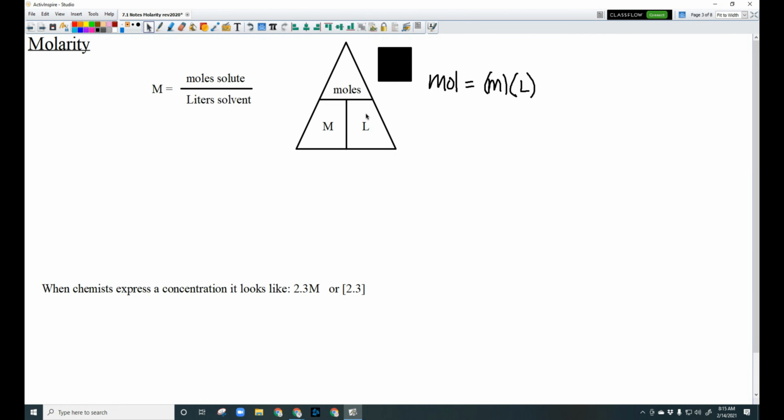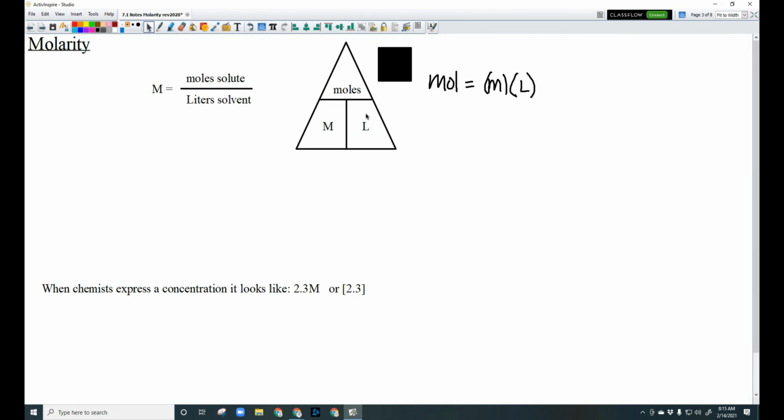Okay. Now, when chemists express a concentration, it looks like this. So for a solution, when we're writing the concentration, it's 2.3 and then a capital M after that. Or an alternative way to do that is to put it in square brackets. And when you put a number in square brackets, it's understood that that is the concentration in molarity. And you're going to see this a lot.